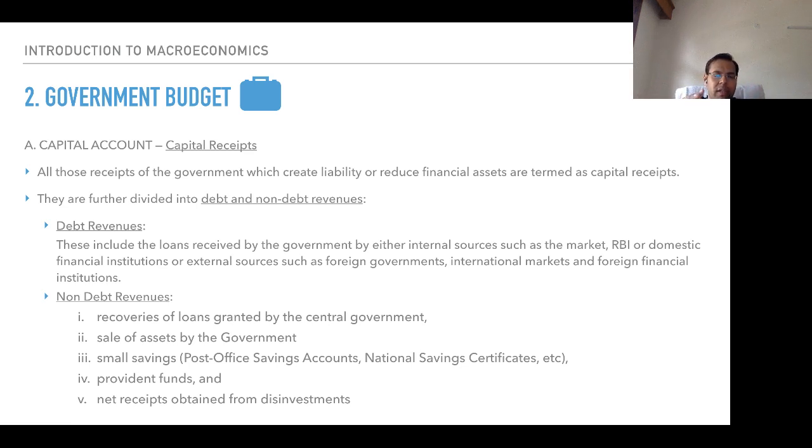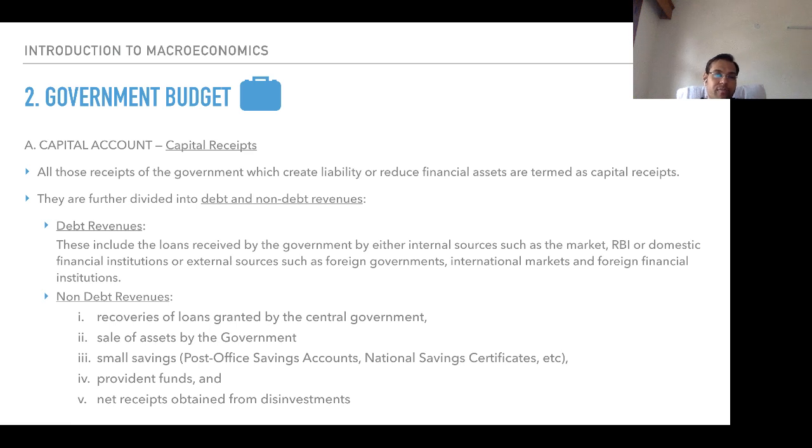Debt revenues include loans received by the government by either internal sources such as the market, RBI or domestic financial institutions, or external sources. Basically, debt is a debt, a loan. Wherever you may take it from, you may take it from RBI, you may take it from general people by issuing bonds, that is also a debt. You may take it from external sources like regional banks, ADB, AIIB, BRICS Bank, or from the World Bank or IMF. You may take it from any institution. Ultimately, it's a debt.